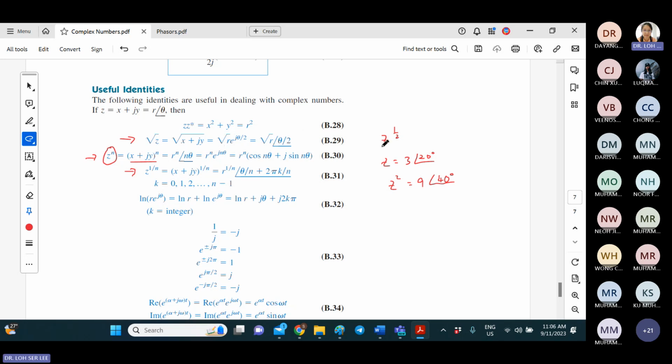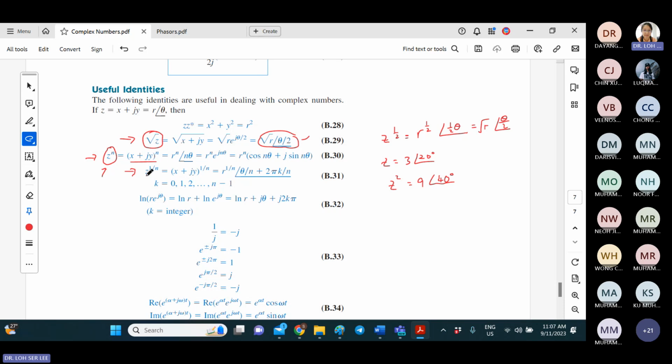That's why when we have z to the power of half, it will be r to the power of half, and your theta will be times half. That's why you get this formula. When you have z to the power of half, r to the power of half is square root of r, then you have theta over 2. This is how you get this formula. Actually, it's all coming from here.